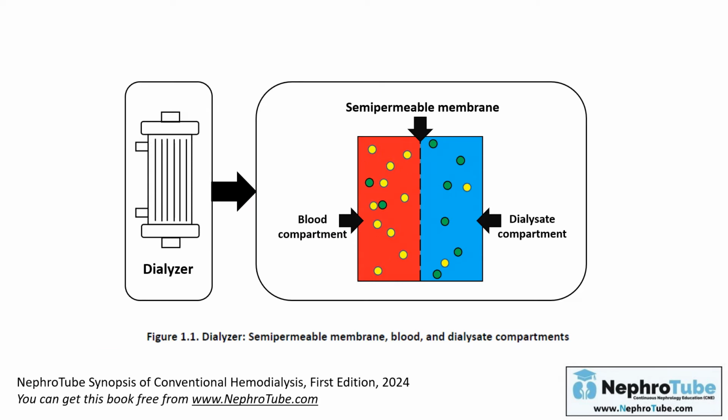As we mentioned in the first lecture, where we were discussing physiological principles of hemodialysis, we showed this figure. This figure is from chapter 1. We showed that the dialyzer has a semi-permeable membrane separating the two compartments, the blood compartment and the dialysate compartment, and the molecules and also the water are transported between the blood and the dialysate compartment through this semi-permeable membrane. So now we'll talk about the dialyzer in more details.